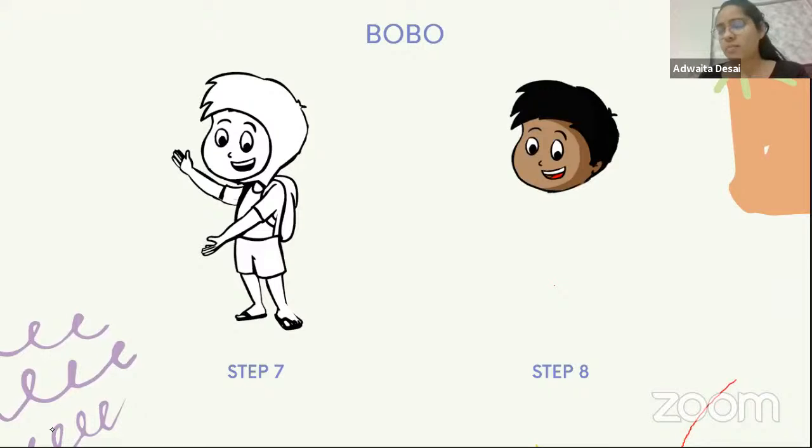If you are done drawing Bobo, let us start coloring Bobo now. Let's take a little bit dark brown color for Bobo. Make sure you're using sketch pen to give nice border to your Gappu and Bobo.